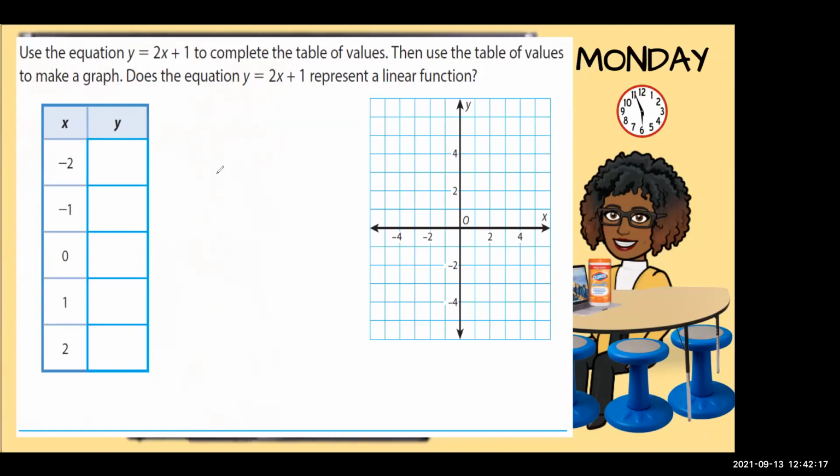Do we write the question down? No, you don't have to. We only write the problem for bell work. But we're going to be getting different pieces.